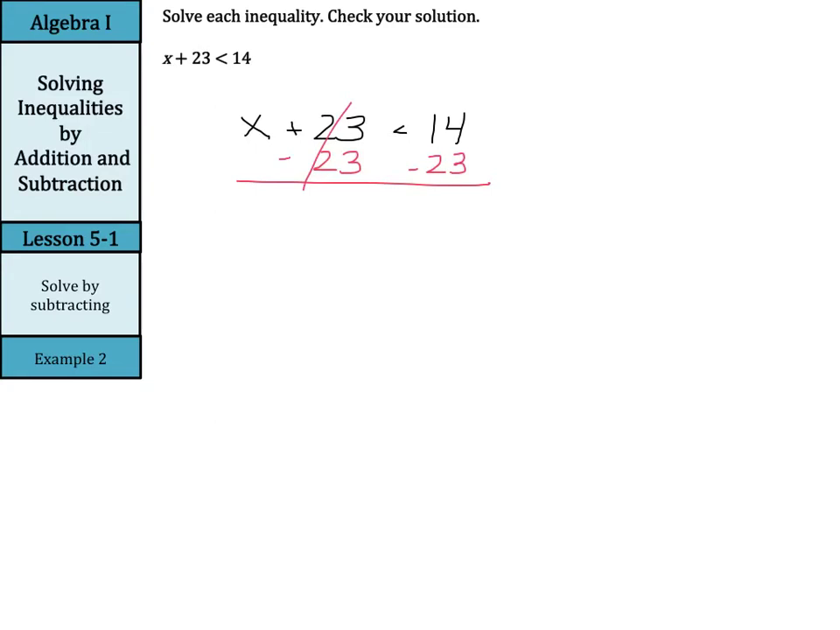on the left side we're left with x is less than, now 14 minus 23 is the same thing as 14 plus a negative 23 if you were to keep change opposite using some of our integer rules. And that solution is simply negative 9.